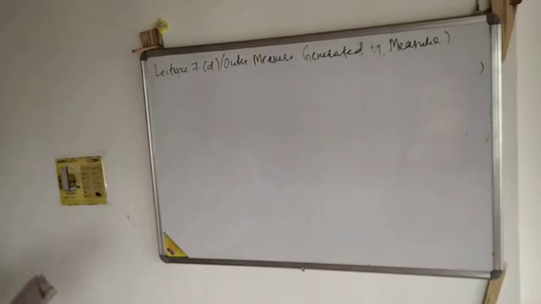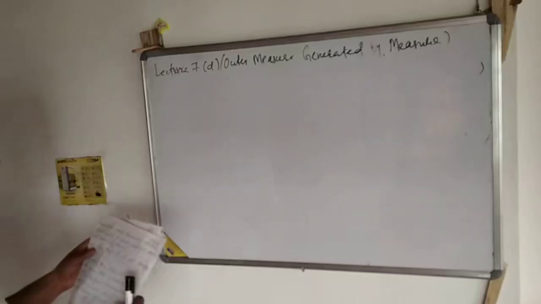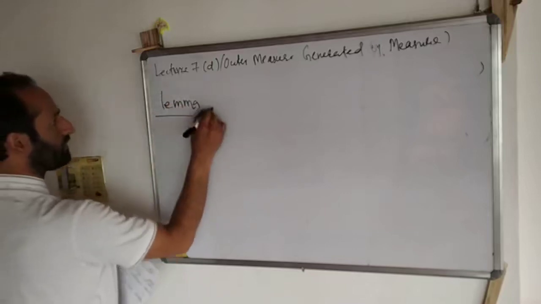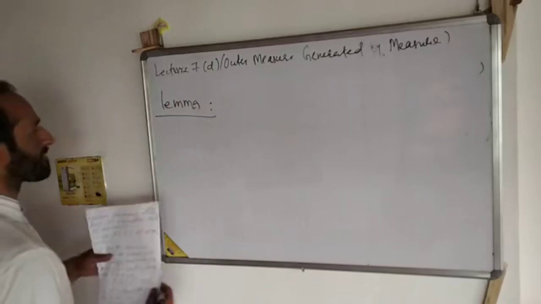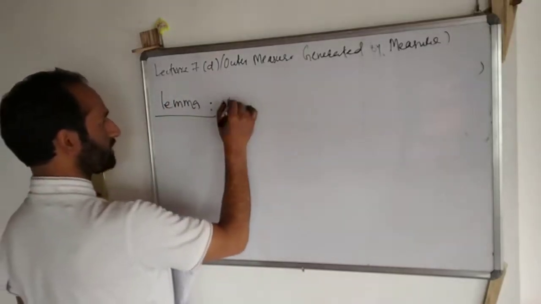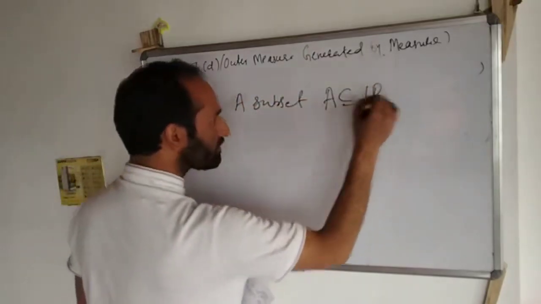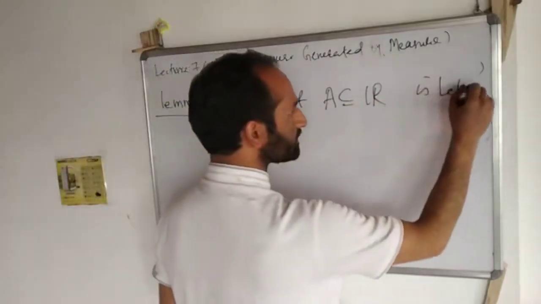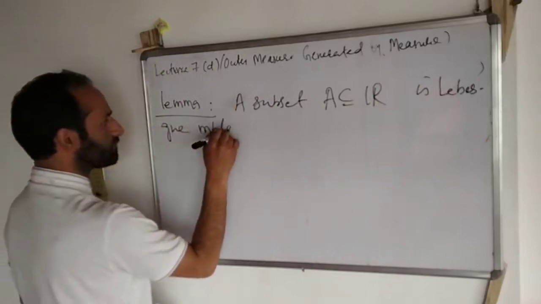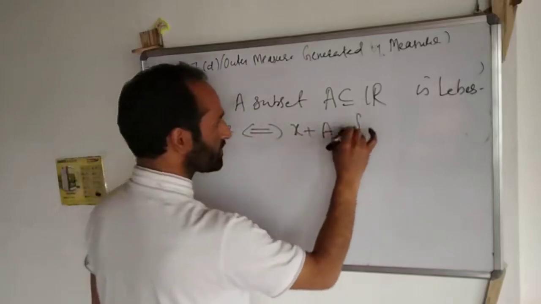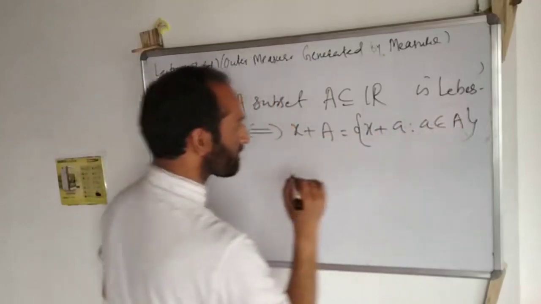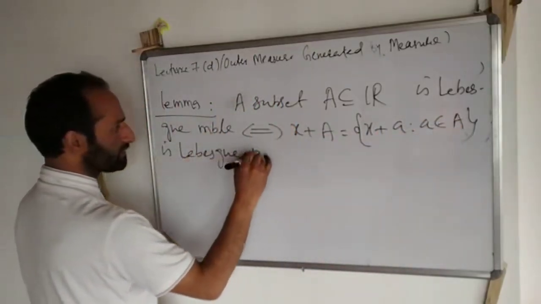Let's prove this lemma. We show that a subset A of R is Lebesgue measurable if and only if x plus A, the set x plus A where x belongs to R, is Lebesgue measurable.